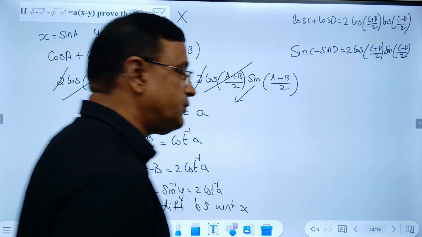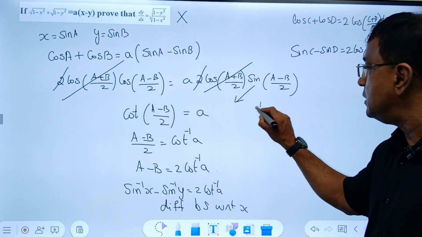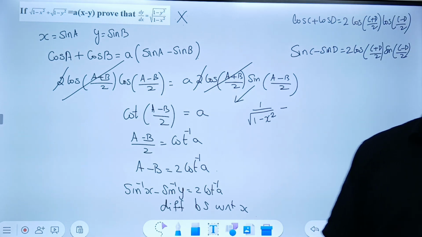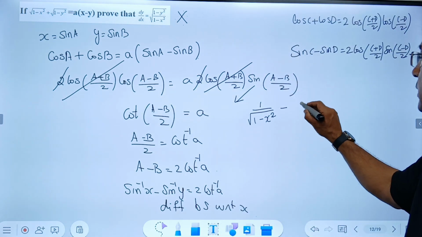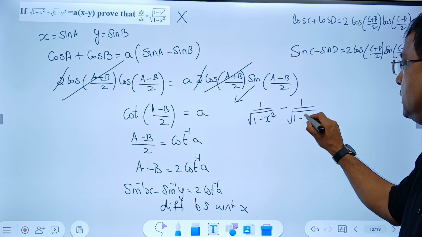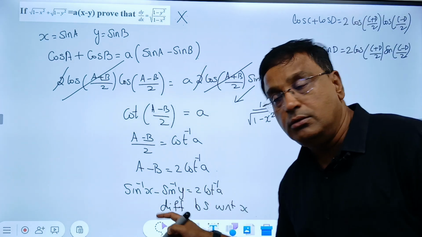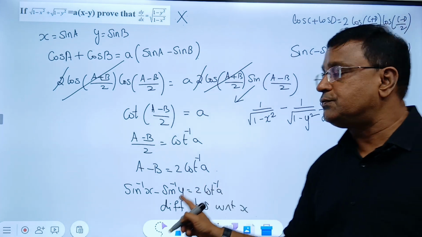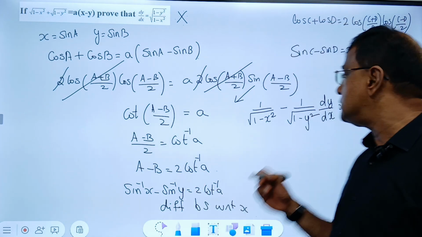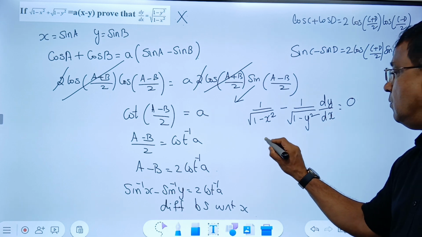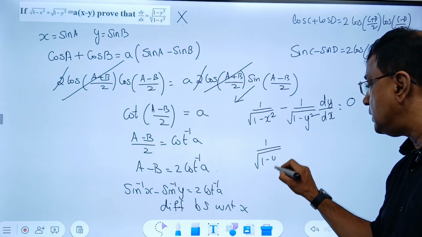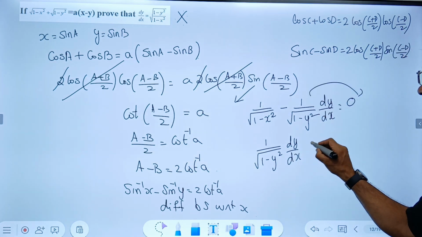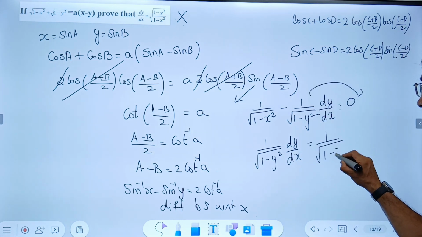What is differentiation of sine inverse of x? Differentiation of sine inverse of x is 1 by root of 1 minus x square, minus, what is differentiation of sine inverse of y? It is 1 by root of 1 minus y square, by chain rule, dy by dx, equal to, what is differentiation of 2 cot inverse of a? It's a constant, so it is 0. So 1 by root of 1 minus y square into dy by dx, I am taking it to the other side, equal to 1 by root of 1 minus x square.